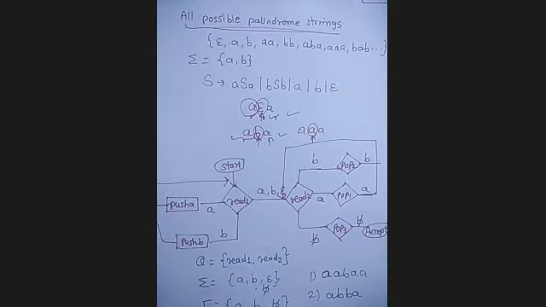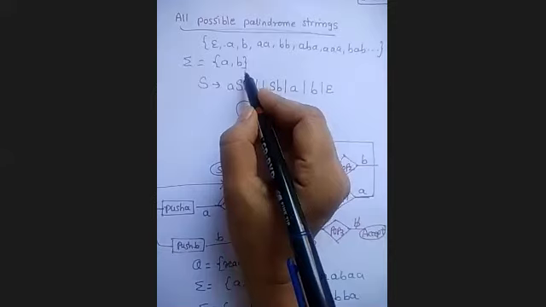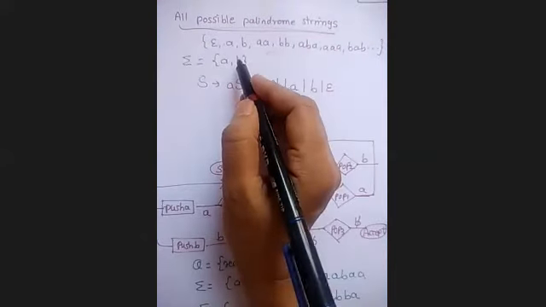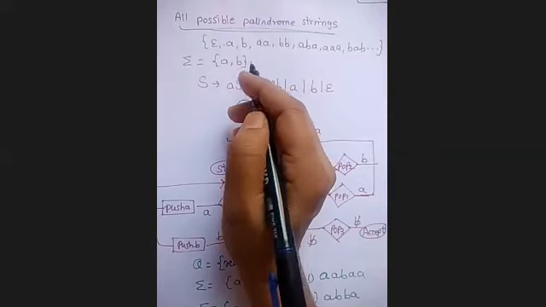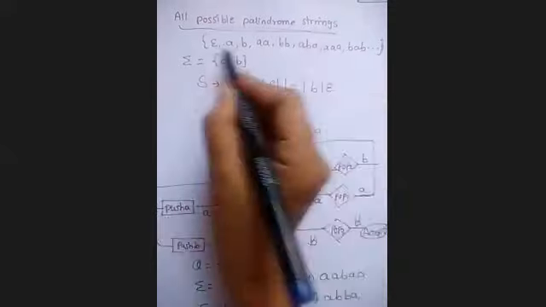Okay, so let us continue yesterday's problem. What we were discussing is all possible palindrome strings over the input alphabet A and B. All possible palindrome strings here include the palindromes of even length as well as odd length, as well as the epsilon. This we have seen.